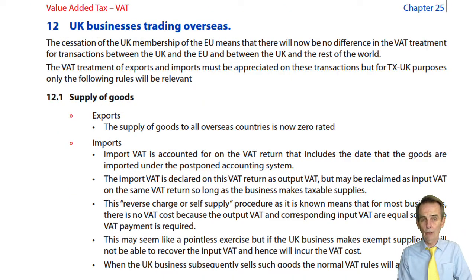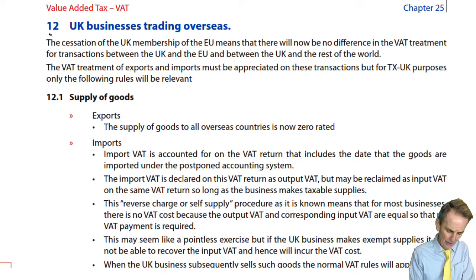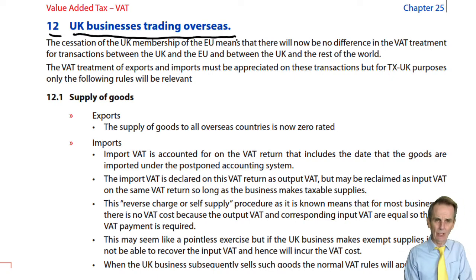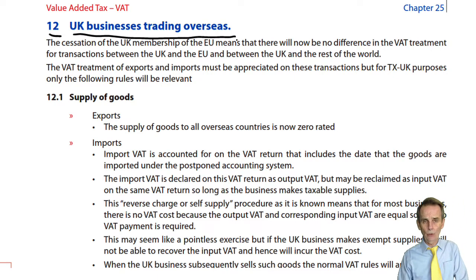Well, the final issue that now we need to deal with here at the end of our VAT studies is this section 12, dealing with UK businesses now trading overseas. Now, that trading, of course, could be in either or both of two forms. That is, we could sell to overseas customers. So what happens in relation to the sales we made? Are they taxable? What do we do in relation to VAT on that sale?